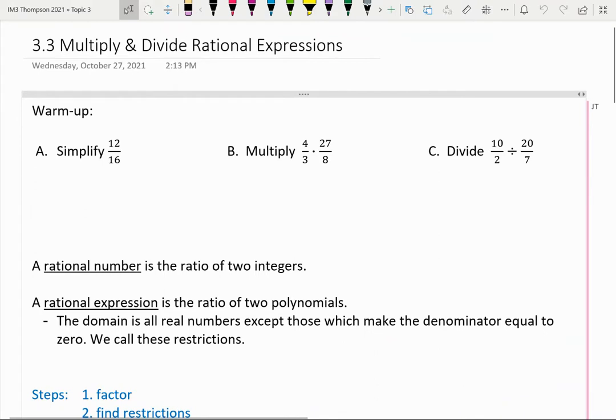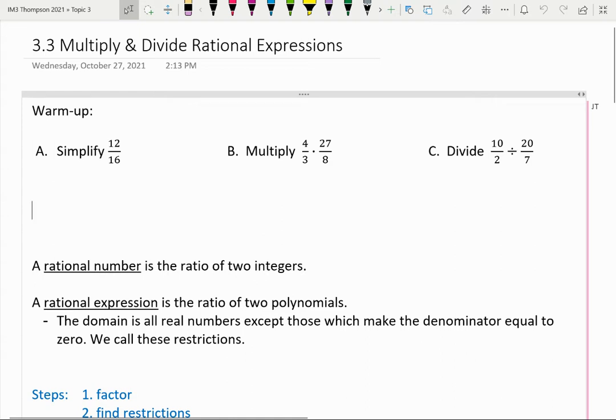Okay, so 3.3, multiply and divide rational expressions. Starting off with just some simple numbers and talking about how do I simplify, right?